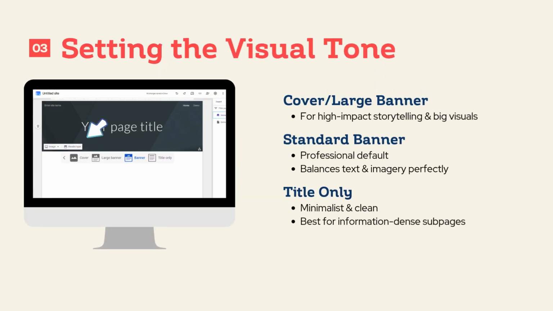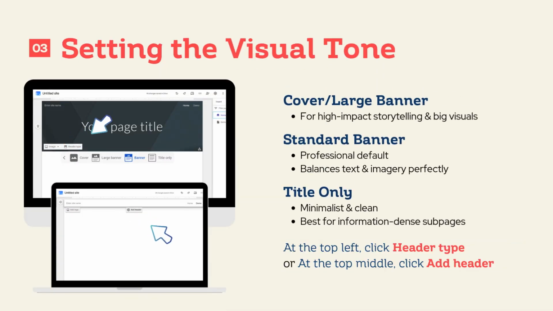The basic thing to create a website is to establish our visual tone. When a visitor lands on a website, the header is the very first thing they see. It sets the mood, establishes your branding, and signals what the site is all about. Google Sites provides settings for header types to choose from. Cover and large banner are the full screen and oversized options. They are fantastic for high-impact storytelling and big immersive visuals. If you have stunning photography or a massive hero message, this is where you use it.